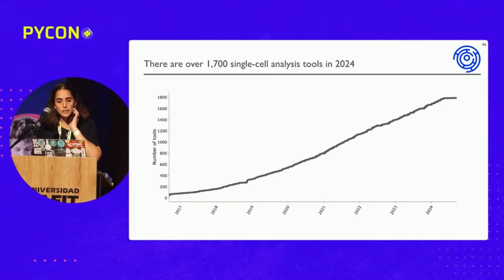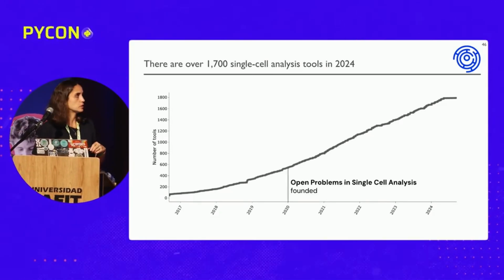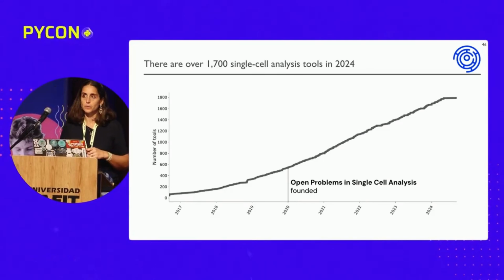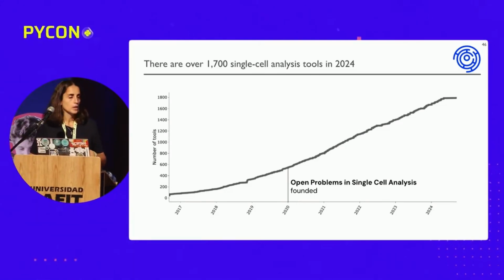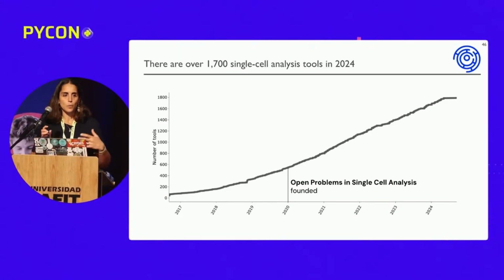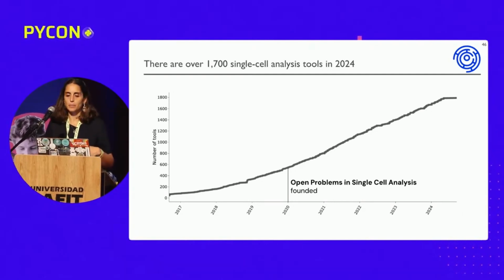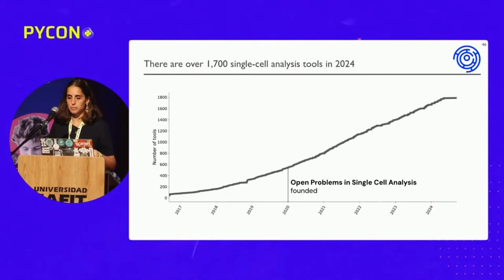So back in 2020, myself with a group of colleagues from around the world, who also work in the space of single-cell transcriptomics, data science, and machine learning, we founded Open Problems in Single-Cell Analysis. And what we are trying to address here is the problem of decentralized benchmarking.